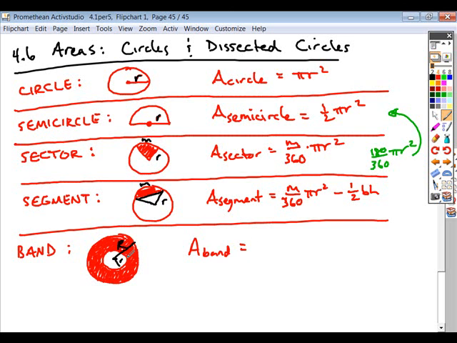So I'm going to label the outer circle as a radius of capital R. So that gives me pi capital R squared for its area formula. And then the inner circle I'm going to label as a lowercase r, so pi lowercase r squared. Okay, and so these are the formulas that you would use to find areas.